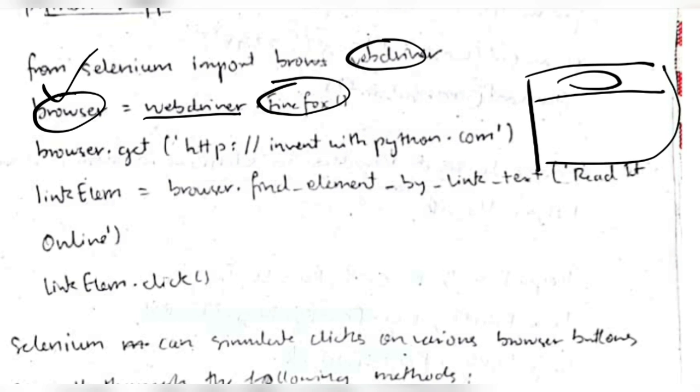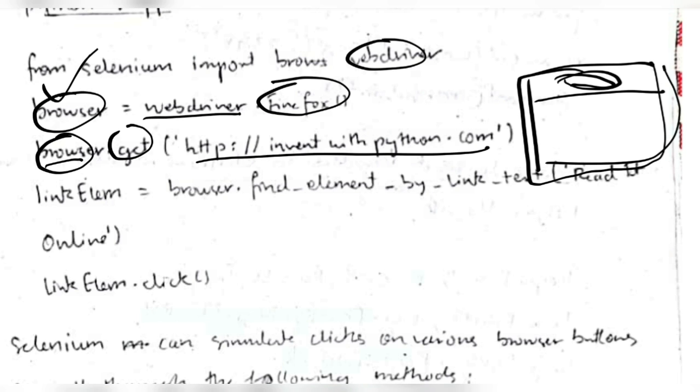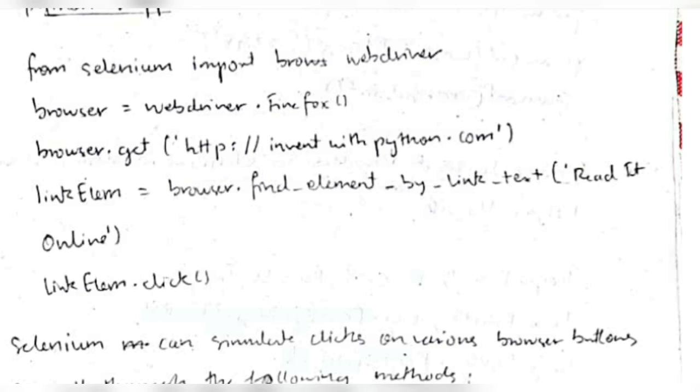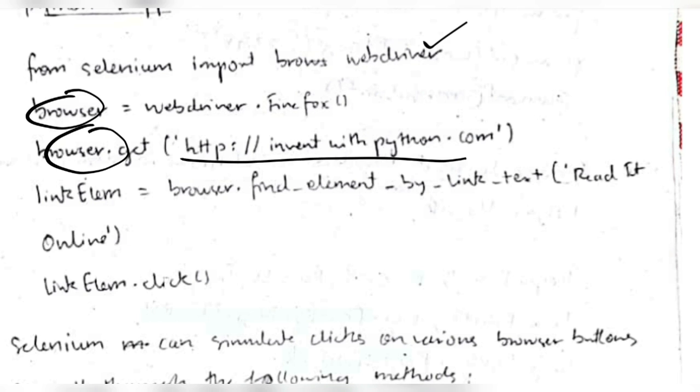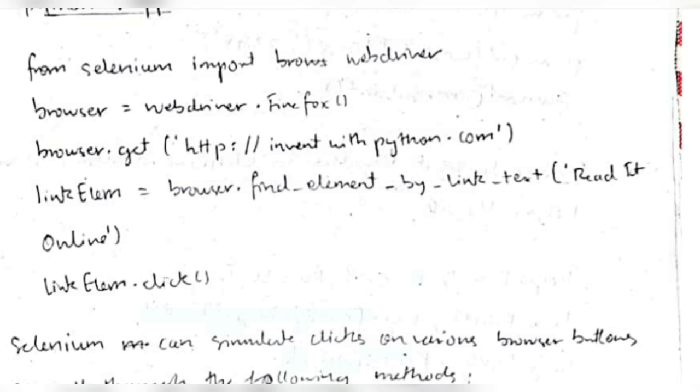Then you have to write a website here, just as how we do normally. We will be opening a browser, then we will be writing the website name here. So to get that website you have to use browser.get and type the website name here. After you type the website name here, the website will be opened. So till now what happened is you imported the webdriver, and after that you created a browser to get the web page. Okay, after you have done that, then browser.find_element_by_link_text('Read It Online').